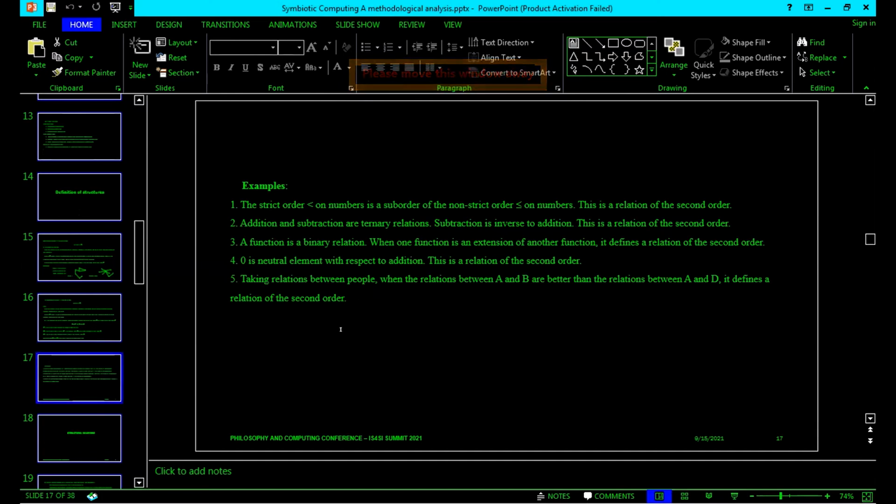Okay, here are also some other examples. For example, taking relations between people, if you say that relations between A and B are better than the relations between A and D, this "better" defines a relation of the second order because it's a relation between relations.